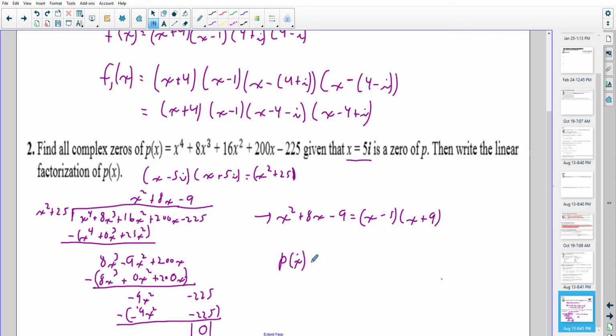But at this point, you're now able to write down the p of x with all the work that you've done. Your p of x is equal to x minus 1, x plus 9, and then the two factors up above. Notice there are 4 factors. 4 factors means that the leading coefficient should be a 4 as well. And that is what the fundamental theorem of algebra states.